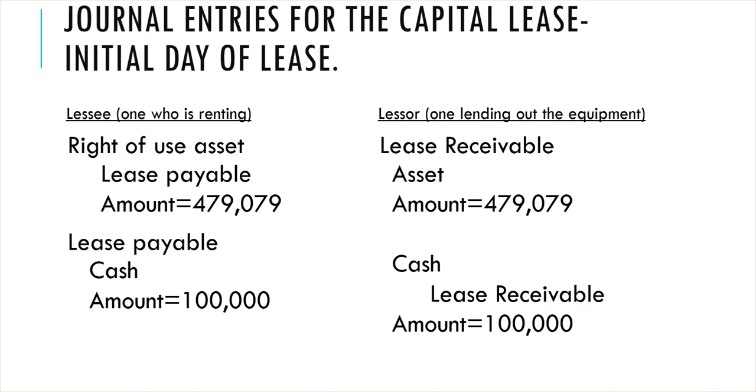When you look over here to the lessor, the one who is lending out this equipment, they no longer have the equipment on their books. They are forced to remove that equipment from their books. If they remove the equipment from their books, can they take depreciation? And the answer is no. They no longer can take depreciation on the asset. They're going to remove it.